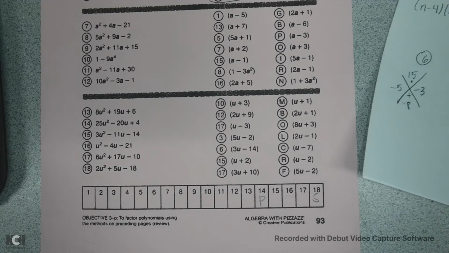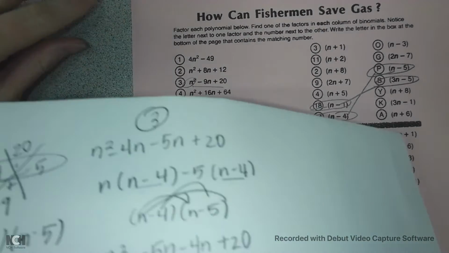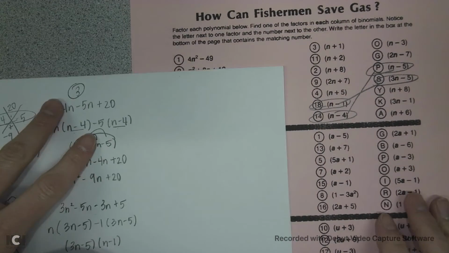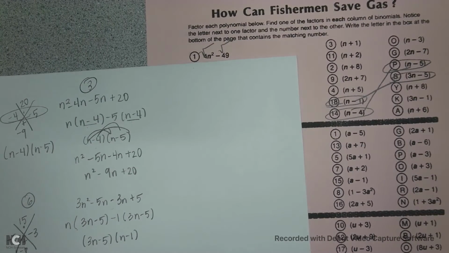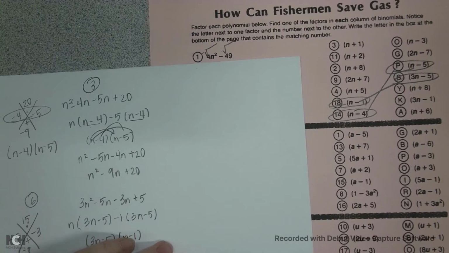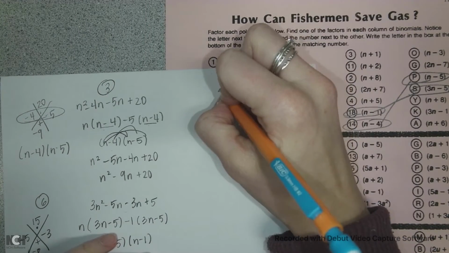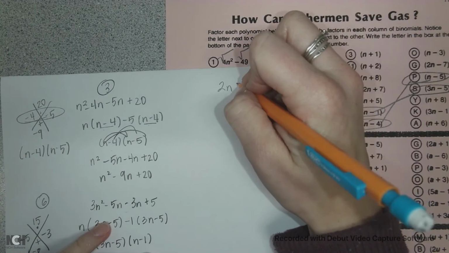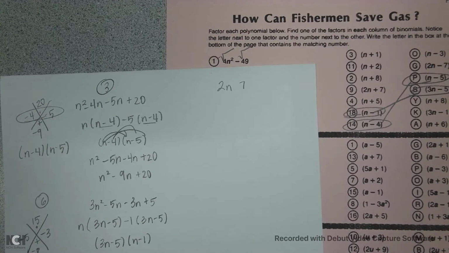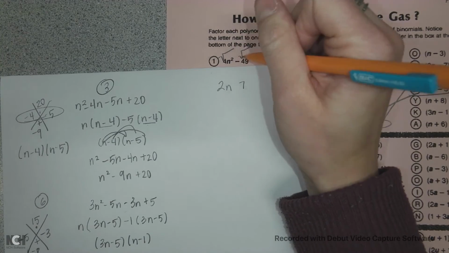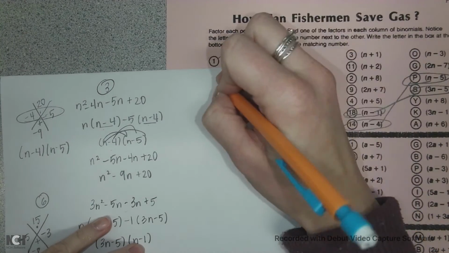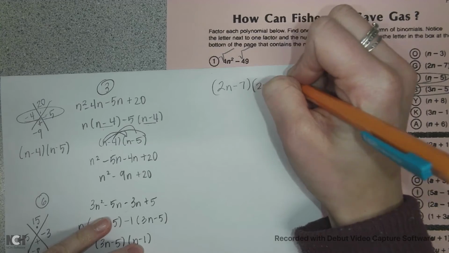Okay. Now, number 1 is a special case. We love special cases. If you remember it's a special case, then you can do the special case rules. So the special case rules said square root, and then we have to figure out our signs, okay? So the square root of 4 is 2n, and the square root of 49 is 7. Okay, so think about what we're going to do. We are going to end up multiplying these together. Now I need to get a -49, so the only way to multiply and get a -49 is if one of them is positive and one of them is negative.